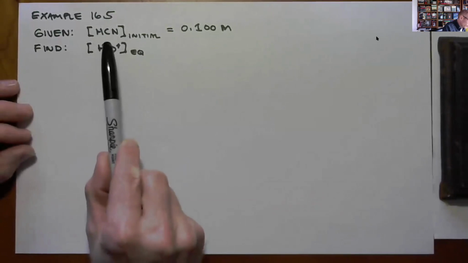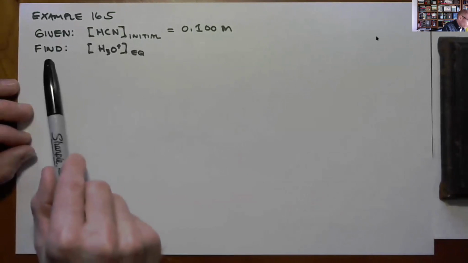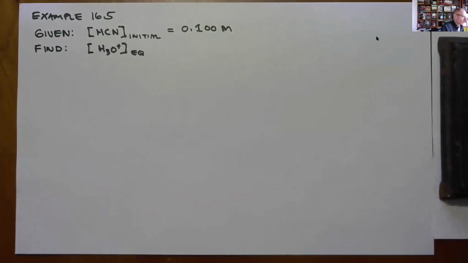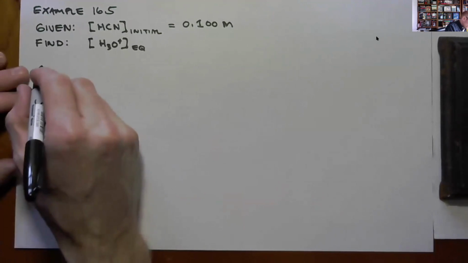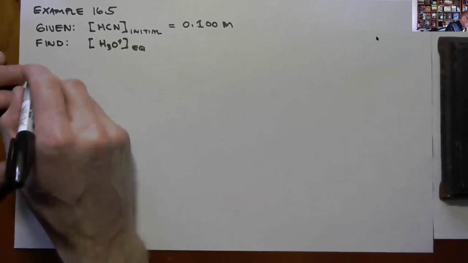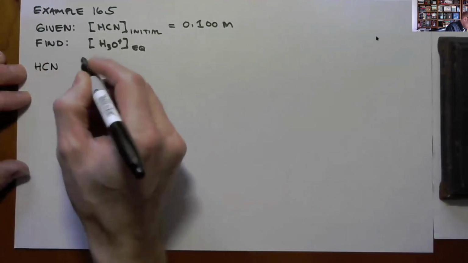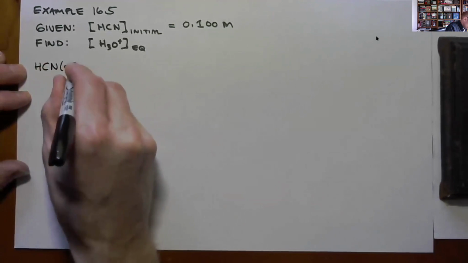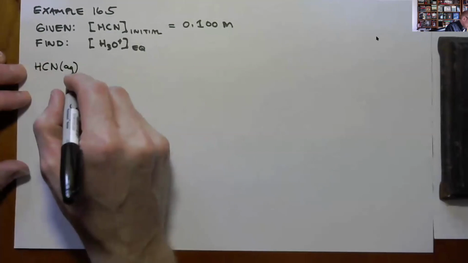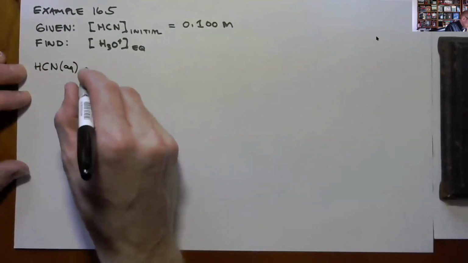We're given the initial concentration of our weak acid, which is 0.1 molar, and we want to find the hydronium generated. So again, with all these problems, the chemistry is never really stated. So the first thing we want to do is write the reaction here. So we have hydrocyanic acid. In this particular case, we want to think of taking 0.1 moles of hydrogen cyanide and dissolving it in 1 liter of water.